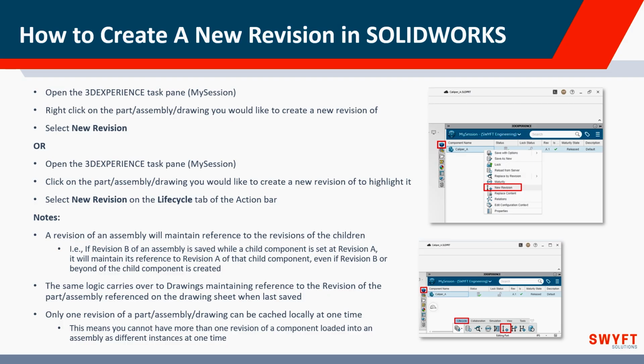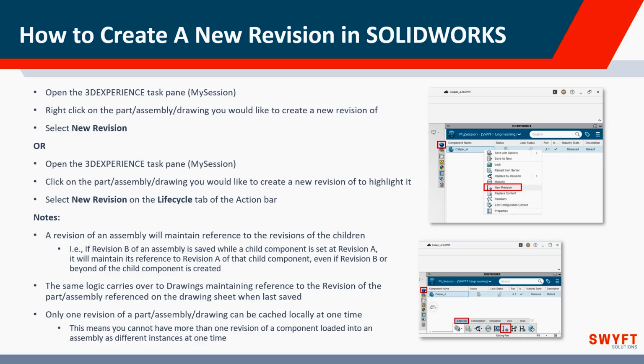Now, just a couple of notes before I dive into the live walkthrough of this functionality. The revisions of assemblies will maintain the reference of which revision of each component was used within that assembly. So if revision B of the assembly uses a component at revision B, but at revision A of the assembly that component was at revision A, it will remember that. If you go back to revision A of that assembly, it will pull that component revision A back as well.